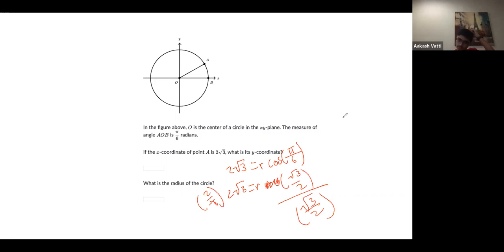So you have 2 over square root 3 times 2 square root 3 equals 2r. When you multiply these out, you get 2 times 2, because remember, you have square root 3 in the bottom, and you cancel out the square root 3 in the top because you're multiplying them. You have 2 times 2 equals 4, and that gives you r. Your radius equals 4.